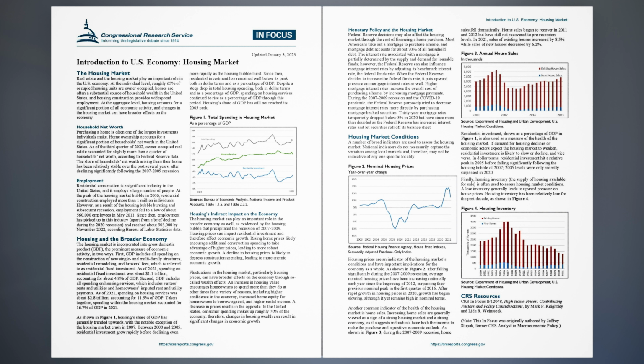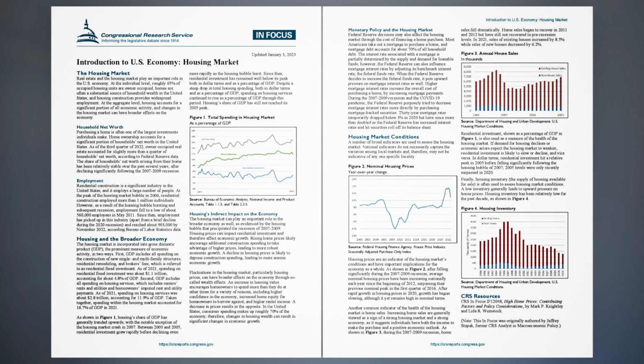As shown in Figure 1, housing's share of GDP has generally trended upwards, with the notable exception of the housing market crash in 2007. Between 2000 and 2005, residential investment grew rapidly before declining even more rapidly as the housing bubble burst. Since then, residential investment has remained well below its peak both in dollar terms and as a percentage of GDP. Despite a steep drop in total housing spending, both in dollar terms and as a percentage of GDP, spending on housing services continued to rise as a percentage of GDP through this period. Housing's share of GDP has still not reached its 2005 peak.